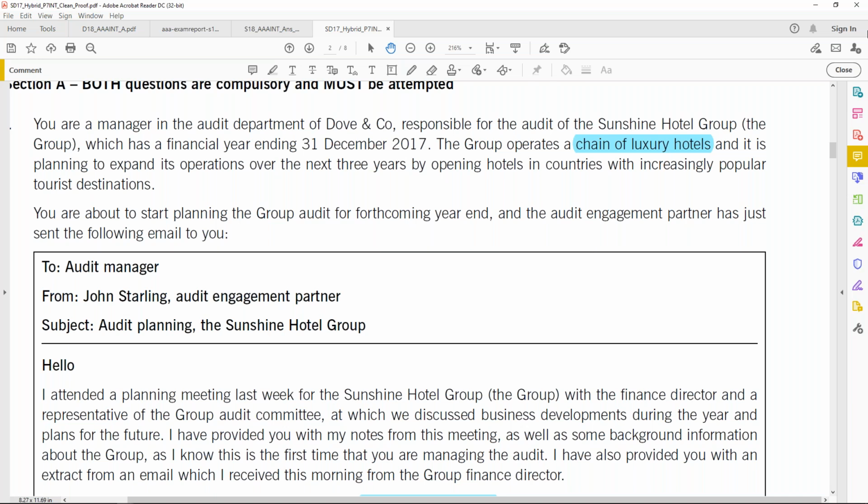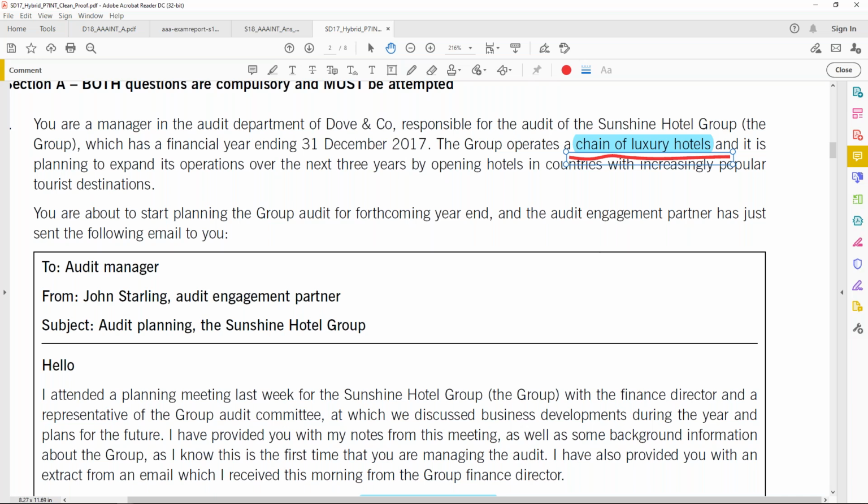A chain of luxury hotels, right? Now, when you look at a chain of luxury hotels, do you agree that operating a chain of luxury hotels needs a lot of repair and maintenance, a lot of refurbishment, keeping your hotels up to date? Do you mean there is a lot of expenditure on refurbishments for these hotels because they are a chain of luxury hotels? So this is just a thought process.